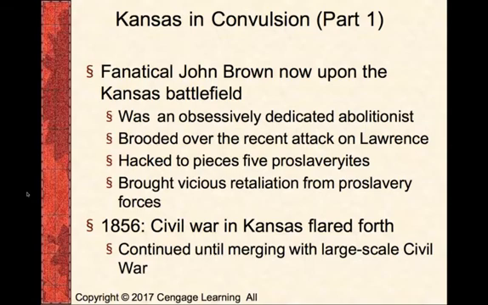Now we talk about John Brown, the first time we talk about John Brown in this chapter. The fanatical figure of John Brown now stalked upon the Kansas battlefield. He was a radical abolitionist who wanted to make it into a fight. He was spare, he was gray-headed, he was iron-willed, and he was obsessively dedicated to the abolitionist cause.